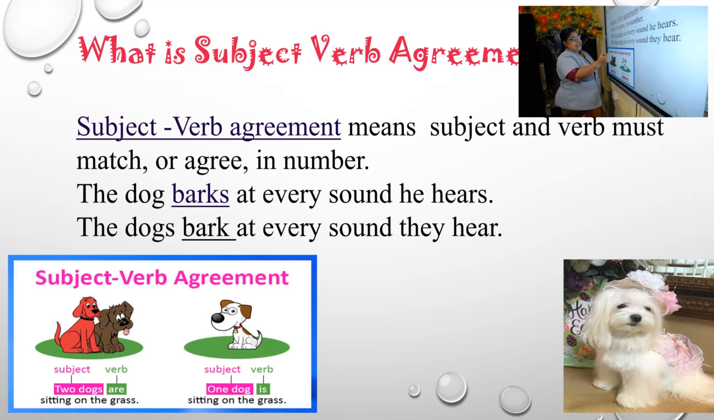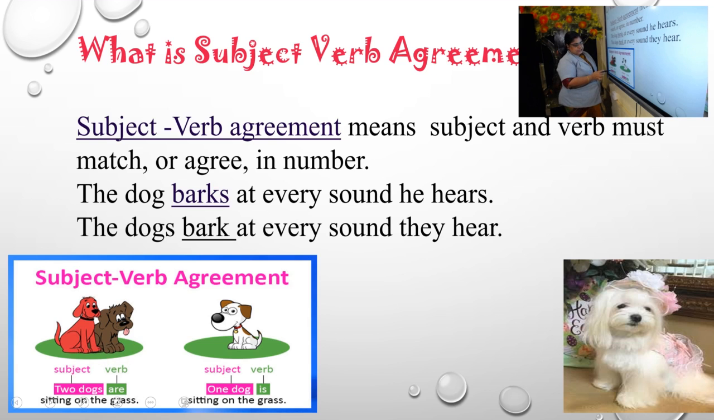Look at the same example written here. Is there any difference? Yes, in the sentence it is written, the dogs bark at every sound. Here, the singular dog changed to plural dogs. So, what happened to the verb? We didn't add any s there. This is what we are going to study in detail today. One more example. Two dogs are sitting on the grass. Two dogs is the subject and are is the verb here.